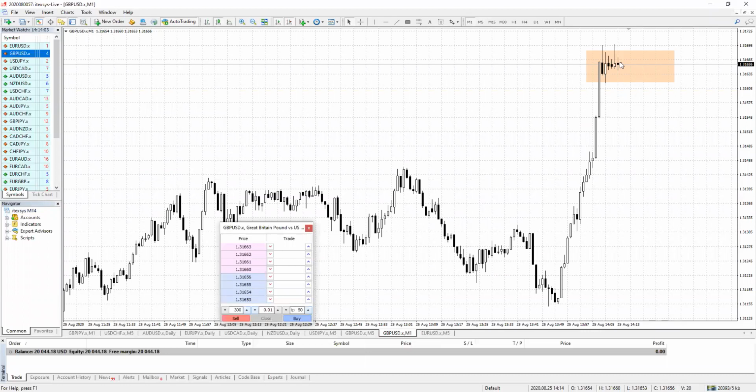Okay, false breakout. Okay, we need some more consolidation and then either a breakout again, or a pullback and then continuation.